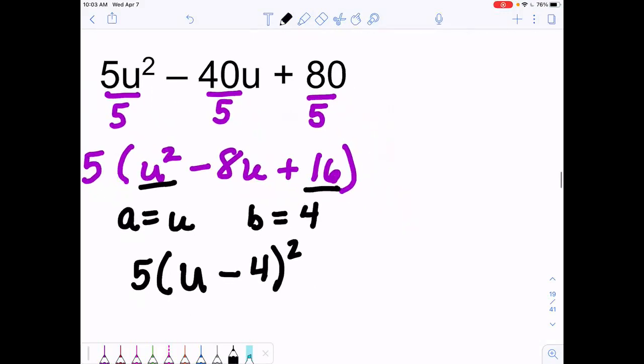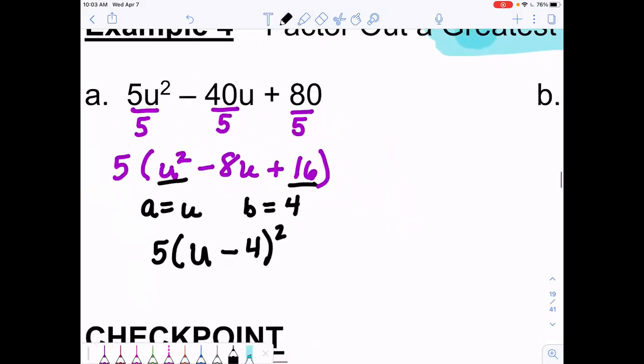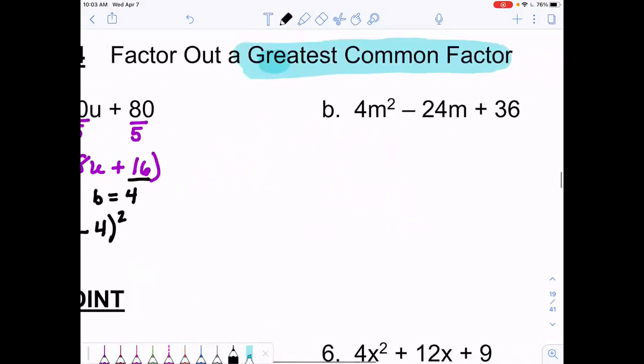So looking at B, GCF. Jason, what do you think 4m squared minus 24m plus 36 have in common? What can we pull out of all of them? A 4. So let's pull out a 4. There's a GCF. And Jason, when you pull out a 4, what do you have left?